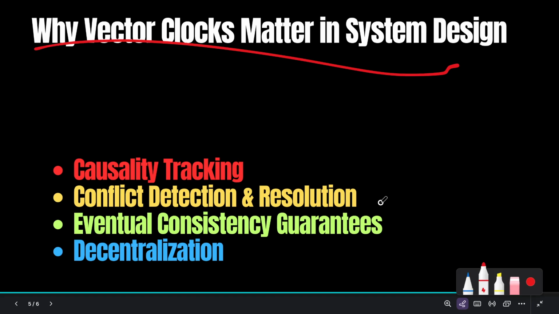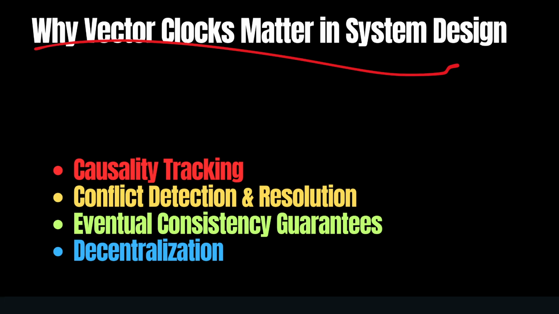Number 2, conflict detection and resolution. If two writes to the same data item have vector clocks that are concurrent, like neither happened before or after, it means they are conflicting writes. Systems using vector clocks can then apply specific conflict resolution rules, like merge logic, last write wins if deterministic, or even pass conflicts to the application layer. For example, popular NoSQL databases like Apache Cassandra and Riak use vector clocks for conflict detection, I guess.